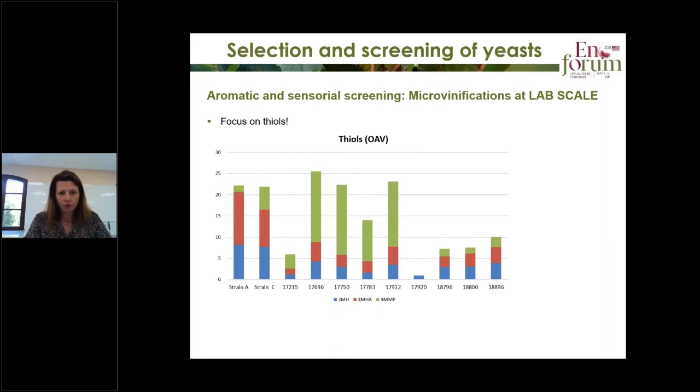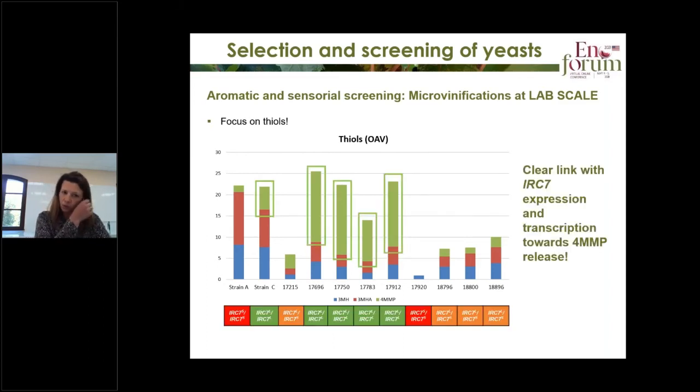Just a little focus on thiol to show the link with the ERC7 gene and the production of 4MMP. And we can see that the 5 strains that have the long version of the ERC7 gene produce more 4MMP.